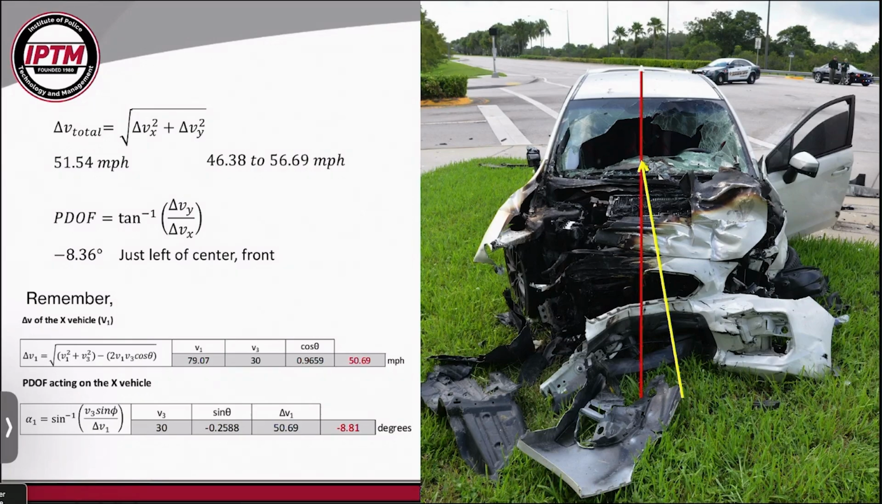Now, when we use those same two numbers, the longitudinal delta V and the lateral delta V, we can also use that information to calculate the principal direction of force. And we see that we get a negative approximately 8 degrees, again, just left of center to the front.